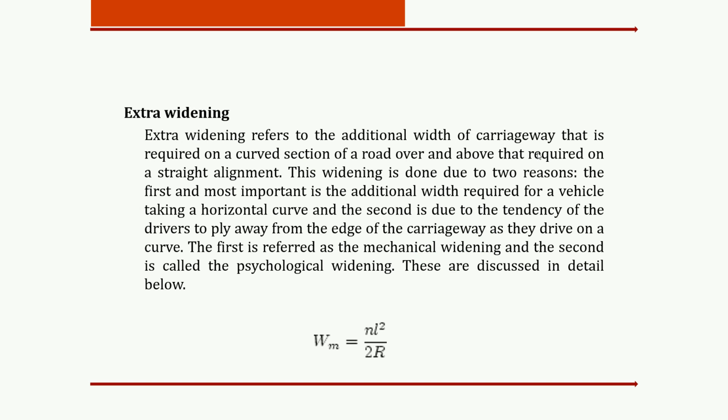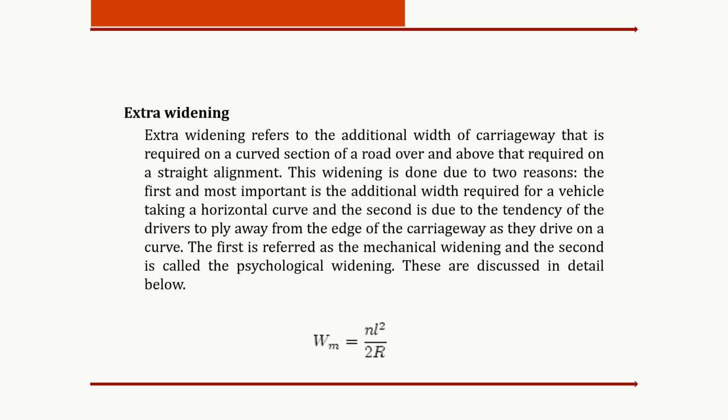Students, the next topic is the extra widening. Basically, why are we providing the extra widening? To avoid any type of accident, we are providing the extra widening. So what do we mean by extra widening? In this, the outer surface of the road has an extra layer as compared to the inner surface to avoid accidents. That process is called extra widening.